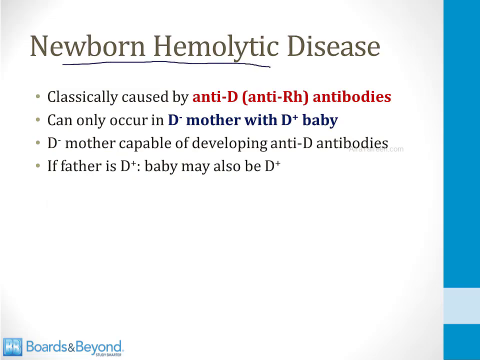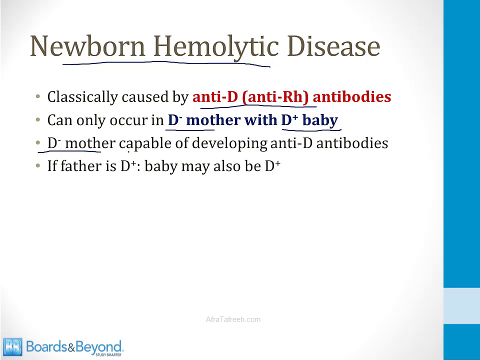Newborn hemolytic disease occurs when antibodies from the mother cross the placenta and attack the red blood cells of the baby. This is classically caused by anti-D or anti-Rh antibodies in the mother attacking the baby's red blood cells, although it is reported with antigens other than the D antigen. This can only occur in terms of the D antigen if the mother is D negative and her baby is D positive because of genes inherited from the father.